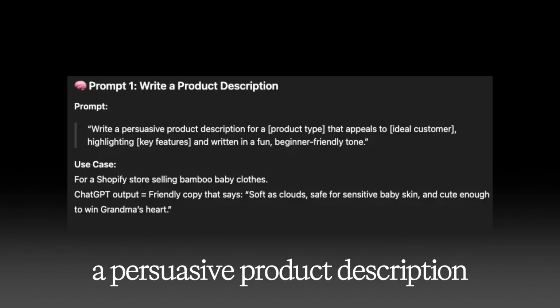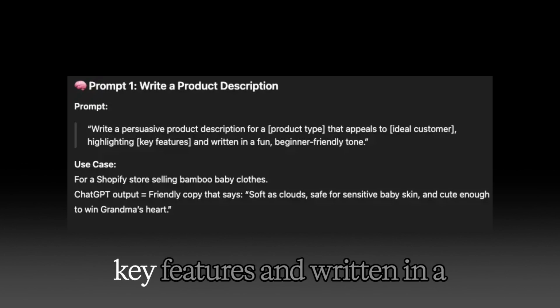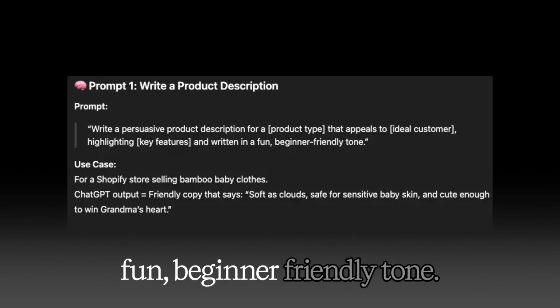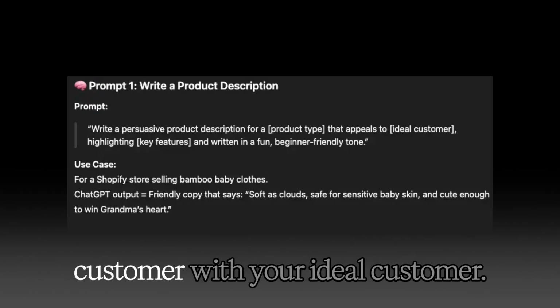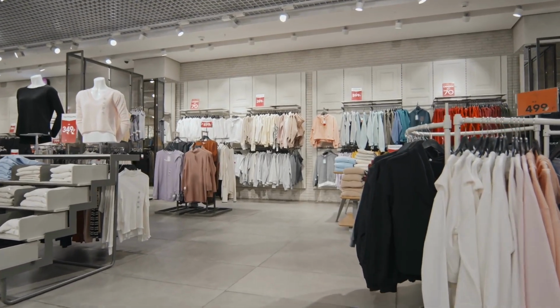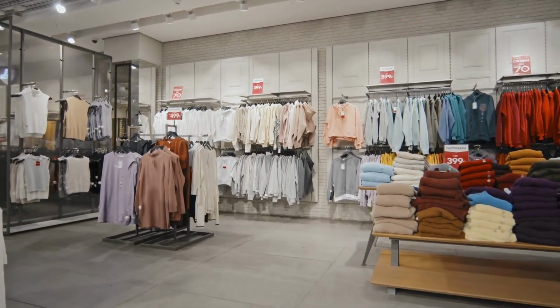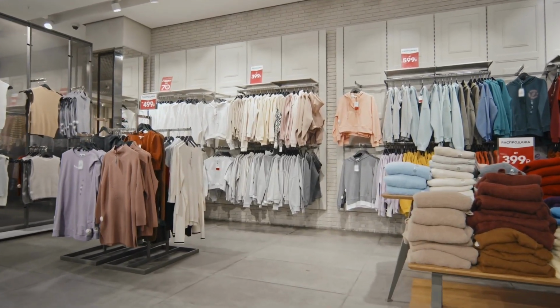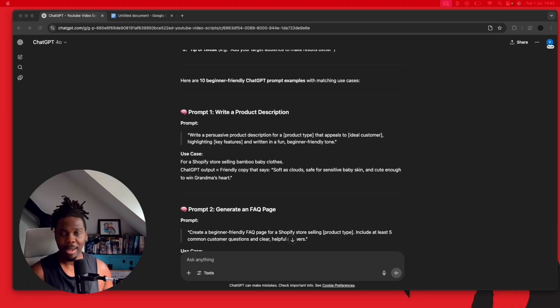Prompt number 1 is write a persuasive product description for a product type that appeals to ideal customer, highlighting key features and written in a fun, beginner-friendly tone. Replace product type with your product and replace ideal customer with your ideal customer. An example use case is a Shopify store selling bamboo baby clothes, soft as clouds, safe for baby skin, cute enough to win grandma's heart. Really good example of leveraging AI to come up with the copy that you require when you're just starting out and at a level where you can employ a team to help.